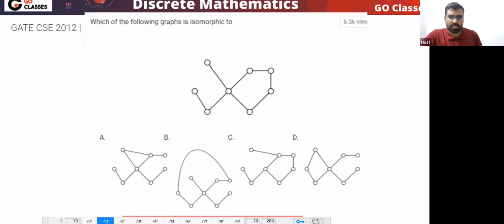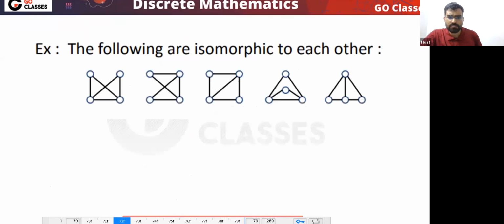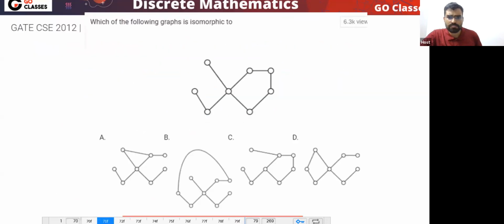This is your GATE exam question. What about these? Avni, there is no formula for this. See, graph isomorphism is a very hard problem. Graph isomorphism is not easy. Please understand.